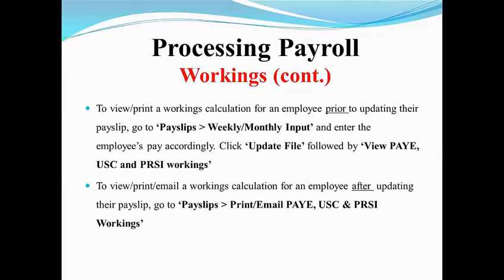So to view or print a workings calculation for an employee prior to updating their payslip, you can go to Payslips, weekly or monthly input, enter in the employee's pay accordingly, click on Update File, and then view PAYE, USC and PRSI workings. To view, print or email the working calculation for an employee after updating their payslip, you go to Payslips and Print/Email PAYE, USC and PRSI workings. So we'll just take a look at that on the software.